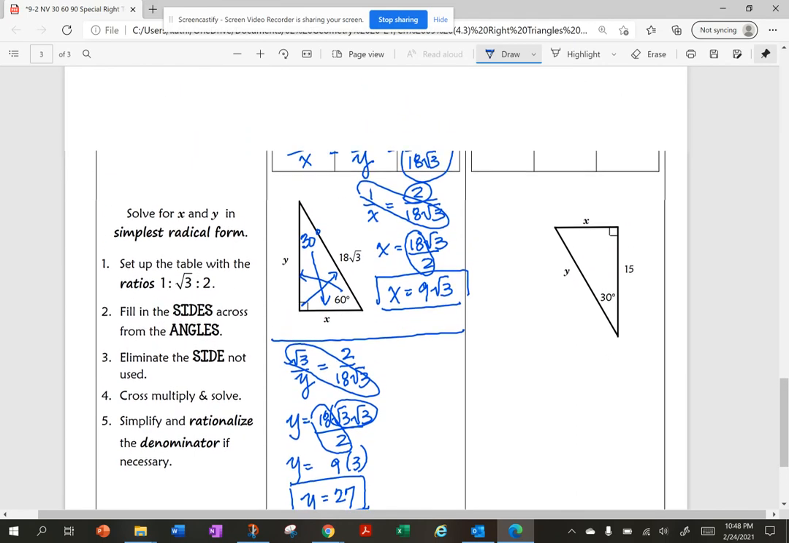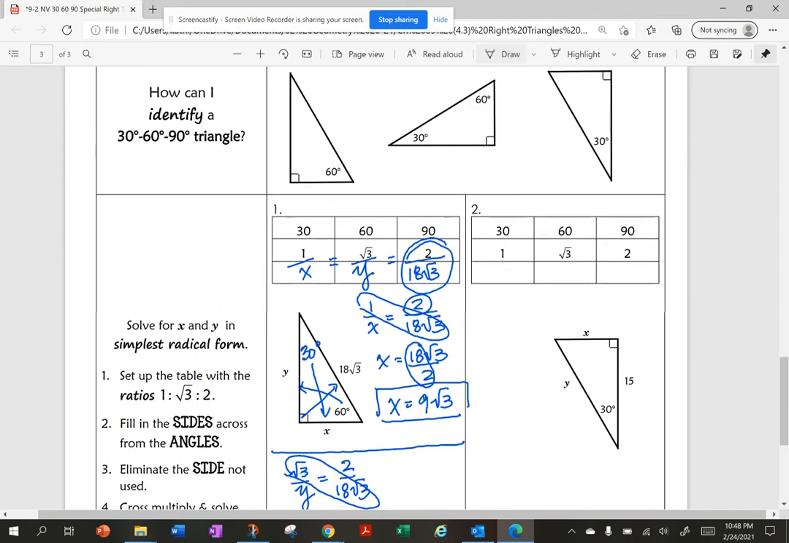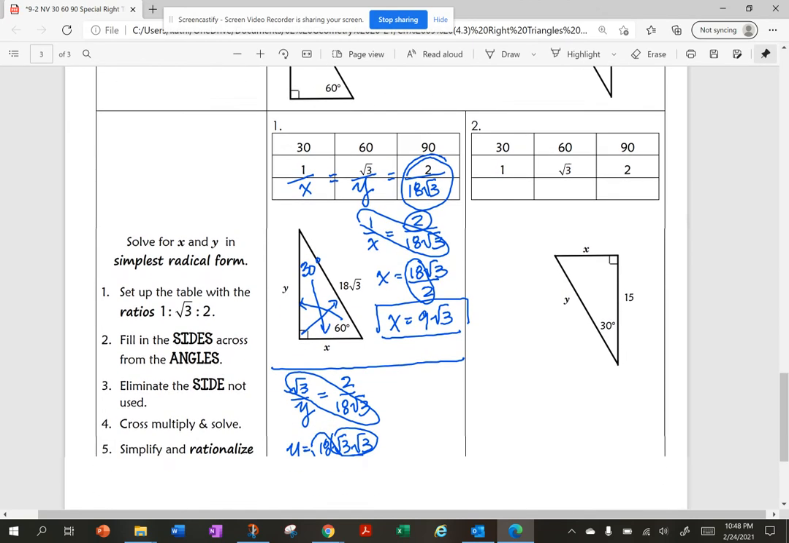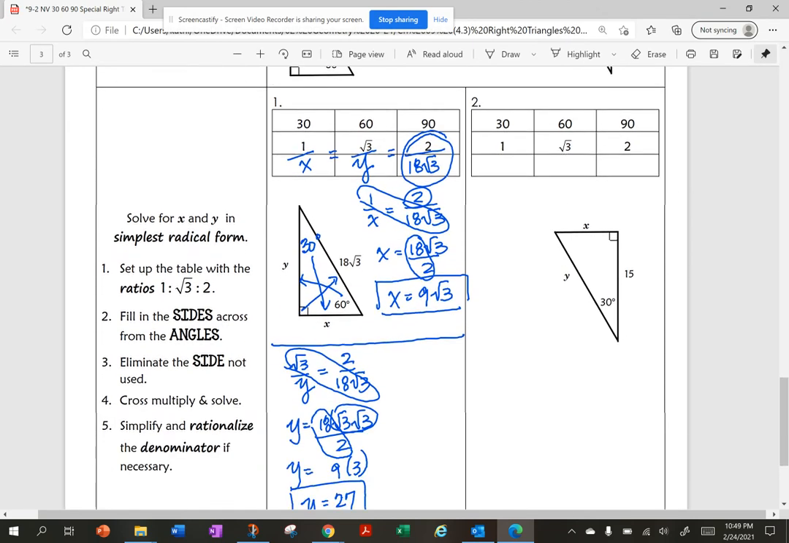Okay, let's try one more. This is the same process for whether I'm talking about 45, 45, 90 or 30, 60, 90. I'm going to set up my table with my ratios. The ratios are different for the triangles. Okay, so now across from 30 is x. So this is 60. Across from 60 is 15. And across from 90 is y. Okay, so I have to use the fraction that has no variable. So I'm going to solve for x first, but it doesn't matter. I can do x or y.